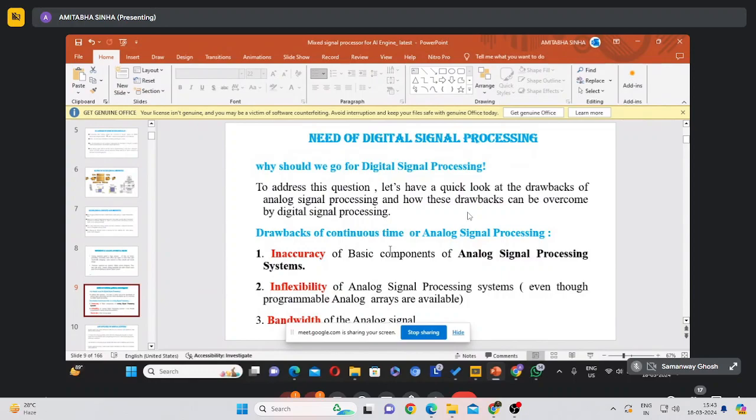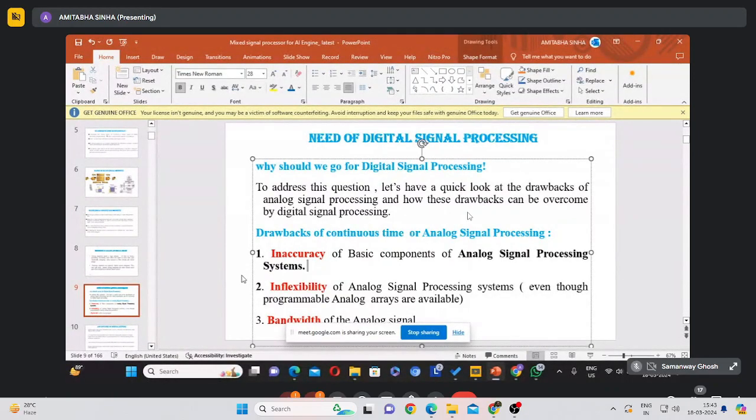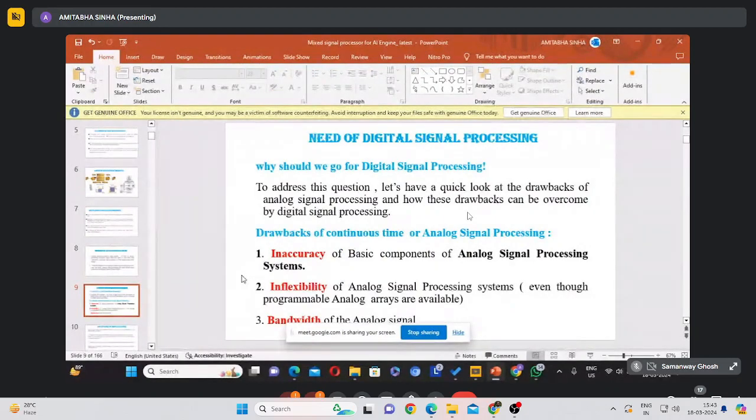Anyway, let's come back to our original topic. The drawbacks of analog signal processing systems are, first, inaccuracy. As you understand why they are inaccurate, these are very common interview questions: why are they not as accurate as digital? The reason being, the analog circuits consist of resistors, capacitors, inductors. These are called passive devices. And you cannot get the exact value of a resistor or capacitor, first of all.